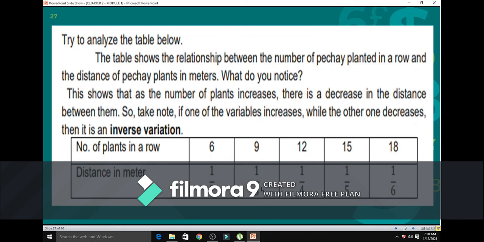Magkaiba yung nanggaganap dun sa dalawang quantities. Hindi katulad kanina sa direct, kapag direct sabay tumataas, sabay ding bababa. Pero kapag inverse, yung isa tataas, yung pangalawa ay bababa.